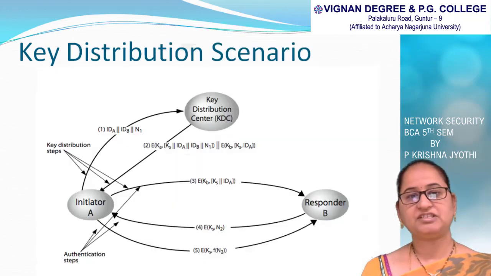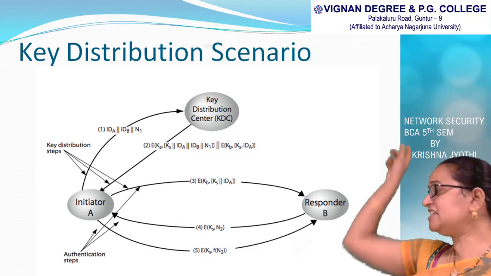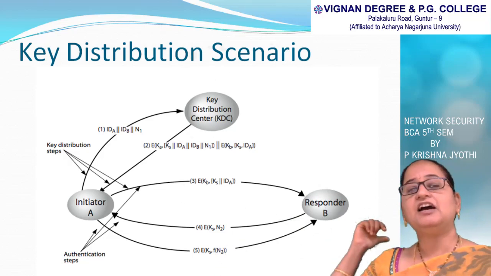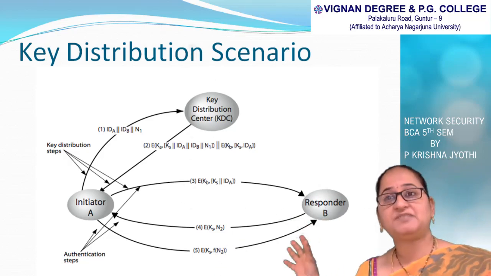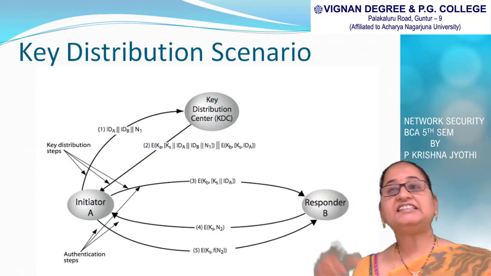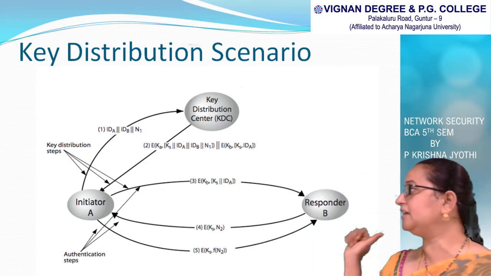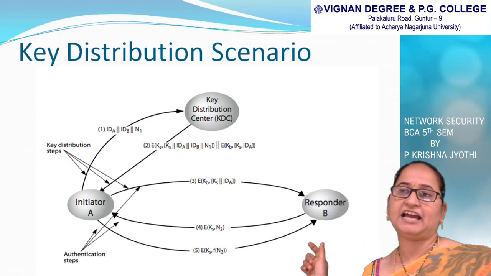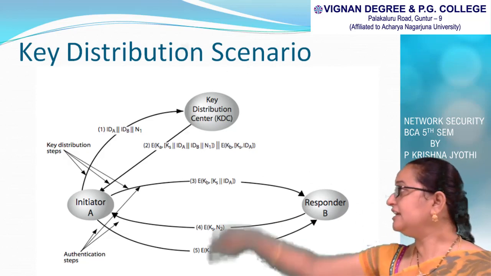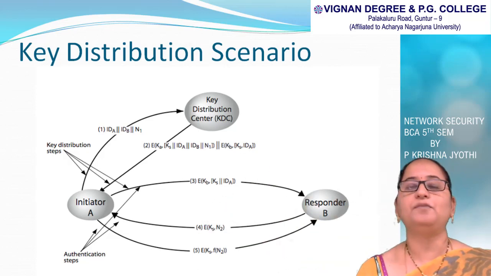The diagram shows the key distribution scenario. Here one is the key distribution center, and the others are the initiator and responder. If you clearly observe, the diagram has three parts: KDC, A and B. The links are also mentioned, with numbering on the links. So while you are drawing the diagram, you should be very careful in drawing the links and writing the exchanges on the links.